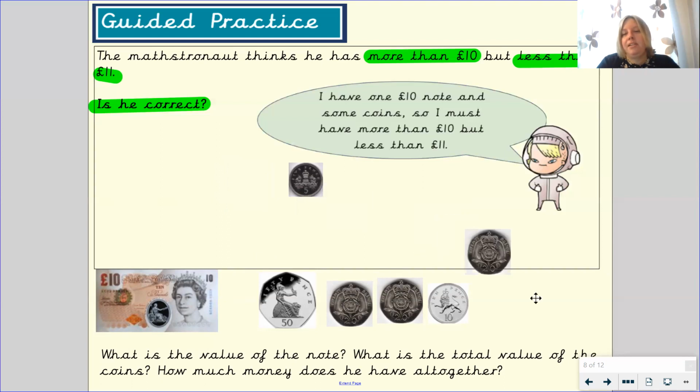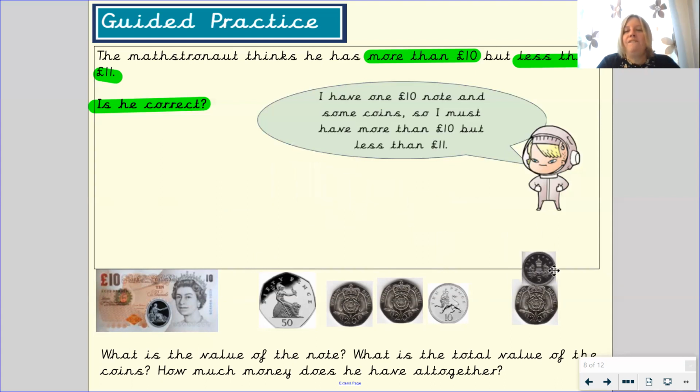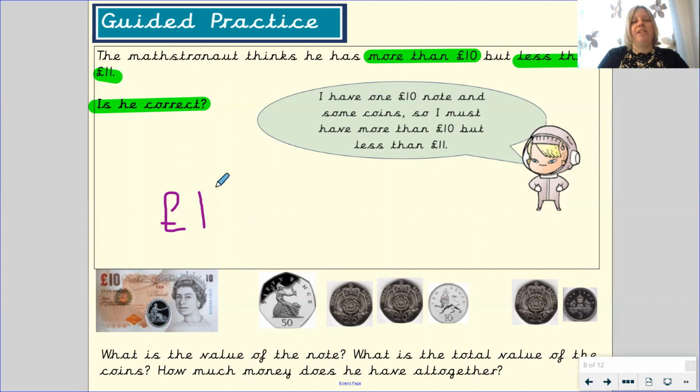Then I have these two coins here, a 20p coin and a 5p coin. Now I can add all of that together to find the total amount. So £10 and £1 here make how many pounds all together? Can you add that together for me? That's right, it's £11.